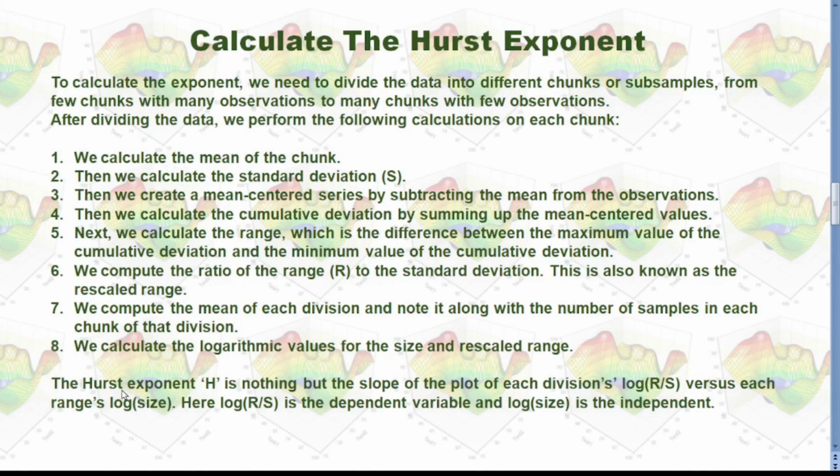And the Hurst exponent H is nothing but the slope of the plot of each division's log R/S versus each range of log size. Here, log R/S is the dependent variable and log size is the independent variable.